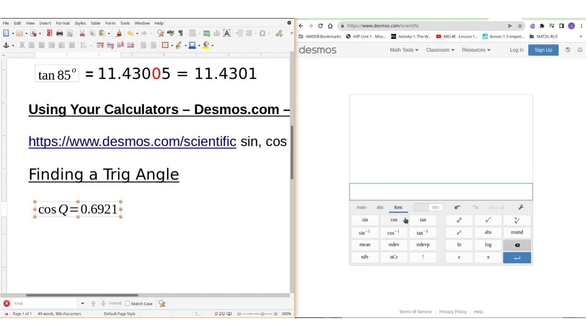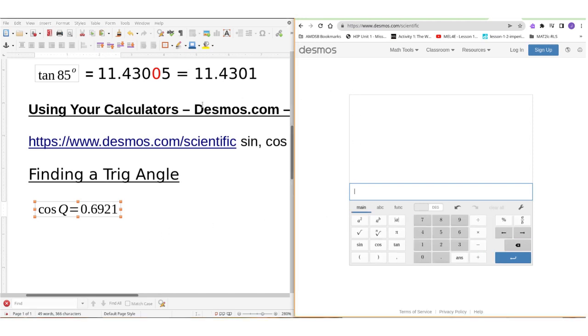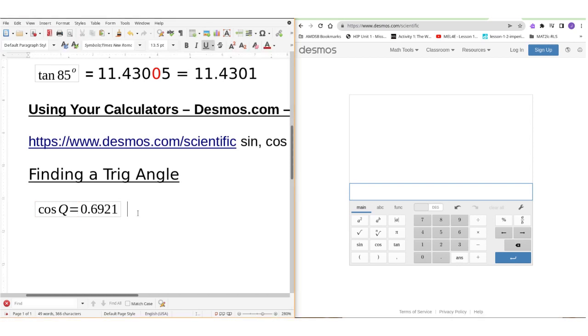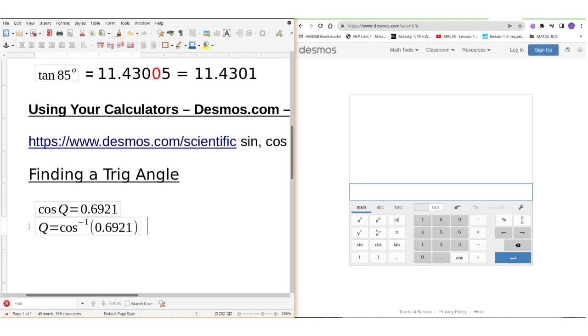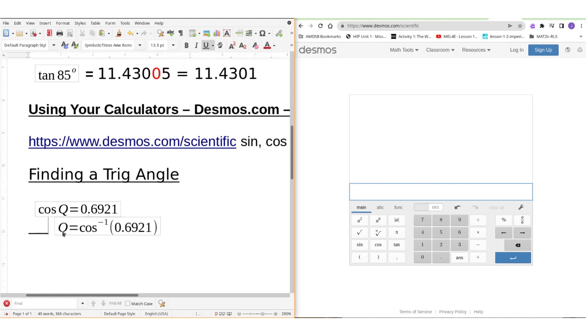So here's what we're going to do. You're going to open up Desmos, or you're going to use your calculator, right? So for Desmos, here's what you do. In order to get this, you first have to, on your piece of paper, write Q is equal to cosine inverse of this thing. Now, all that's telling us is that it's saying, hey, undo that little decimal and tell me what the degree is that gives me 0.6921.